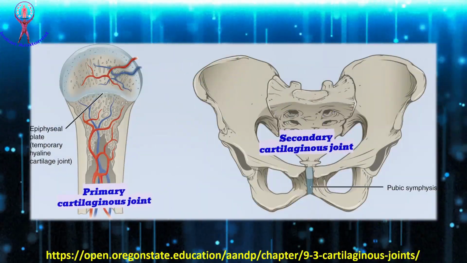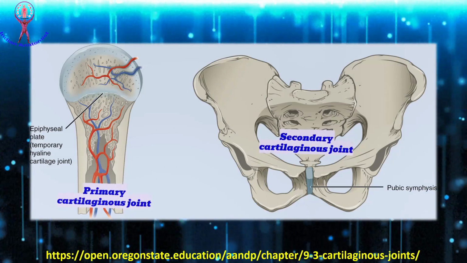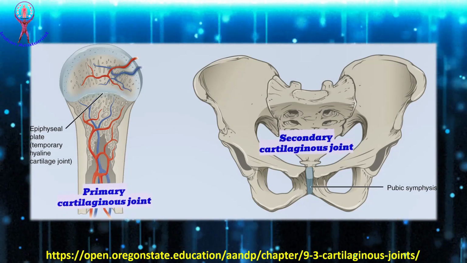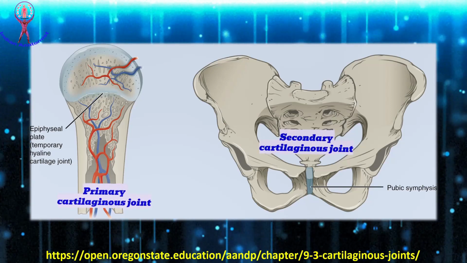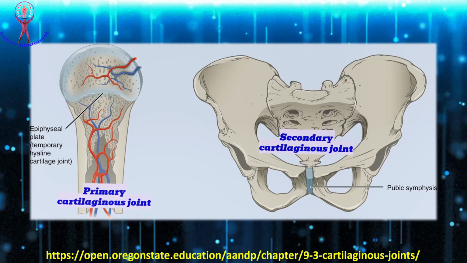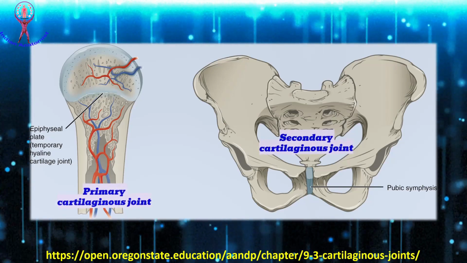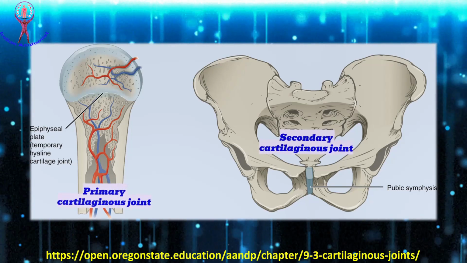This illustration shows 2 types of cartilaginous joints. The left one is primary cartilaginous joint, and towards the right is secondary cartilaginous joints. Here the pubic symphysis is given as an example for secondary.